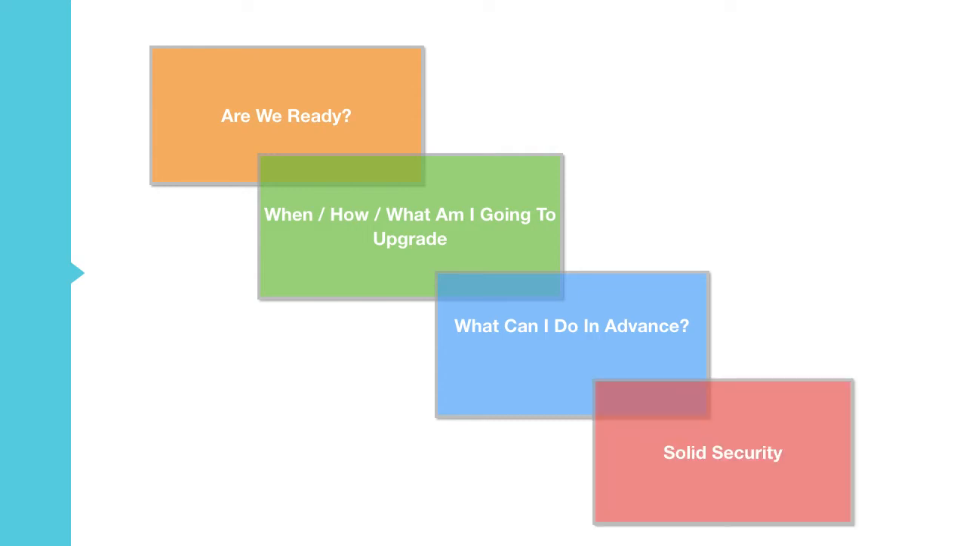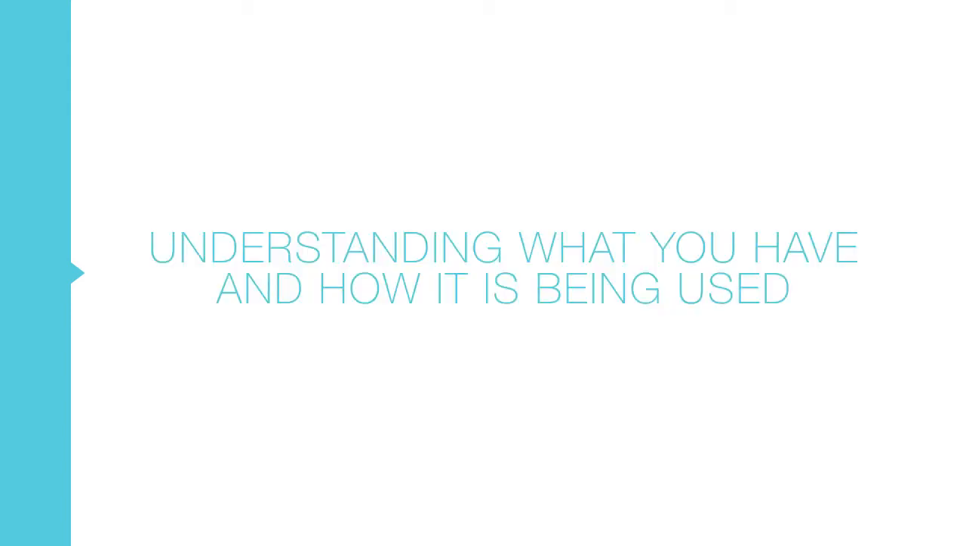And finally, we're going to talk about solid security. A lot of you with older environments, even some of you with newer environments, one of the big things you're going to have to deal with and should be dealing with is closing those security loopholes. So what I want to talk about as part of this is not just getting us ready to upgrade to version 10, but some key things we really should have done by now, which we can do as part of this upgrade. So first, I want to talk about understanding what you have and how it is being used.